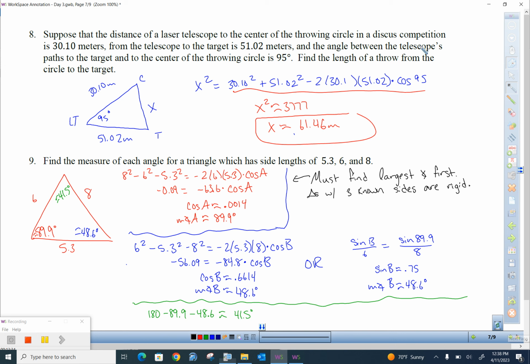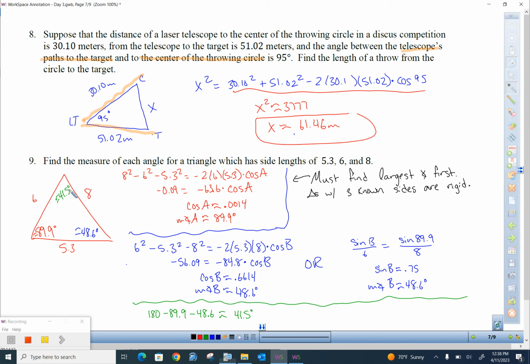the angle between, this is the weird part, it says the telescope's path to the target, and to the center of the throwing circle, because they didn't repeat anything, we're assuming we're starting at the same point. So laser telescope to this throwing circle, that angle between those paths is 45. From there, it says find the length of the throw from the center to the target. Okay, so that's our x, and we can use law of cosines to solve.